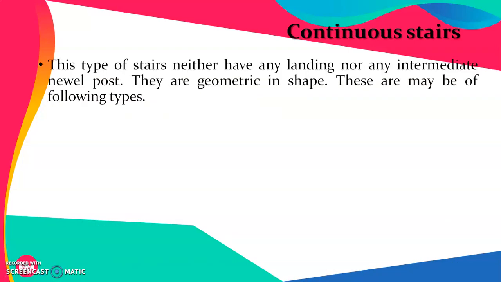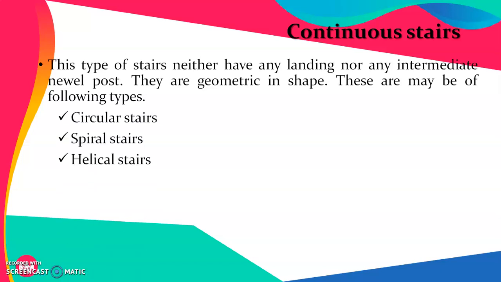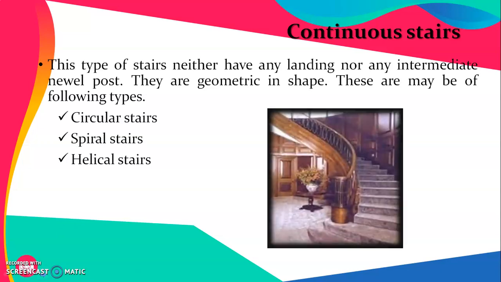This type of stair has neither any landing nor any intermediate newel post. They are geometric in shape, meaning they are circular in shape, and they may be of the following types. They can be circular stair, spiral stair, or helical stairs. This is the figure of the continuous stair where they are changing direction without any intermediate landing.